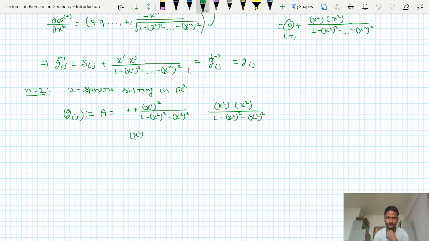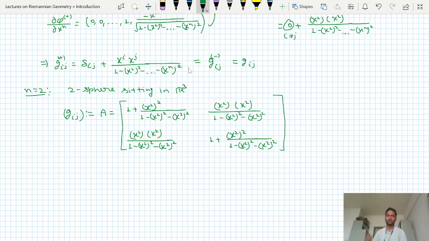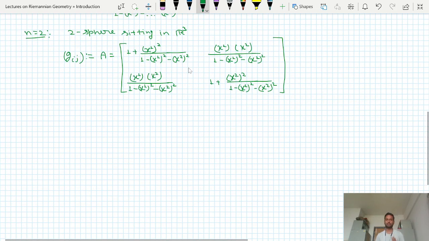So x1 x2 divided by 1 minus x1 square minus x2 square. Now in case of G22, delta ij will be 1, and it is x2 square divided by 1 minus x1 square minus x2 square. This is your matrix of the metric components. Okay, so this is your Gij metric.